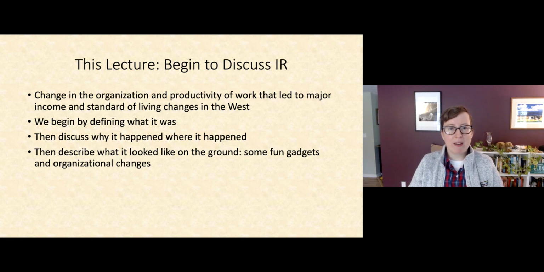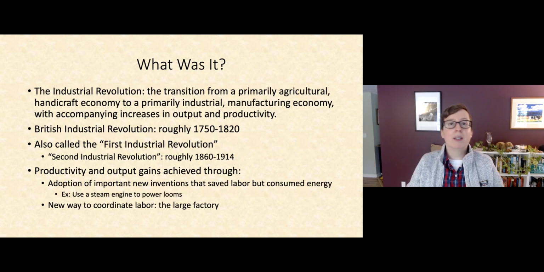Then we're going to proceed in future videos with discussing why it happened, where it happened, and what it really looked like on the ground. We'll spend some time talking about some fun gadgets that represented major important technological improvements, and also spend considerable time discussing changes in organization. Together, this all really makes up what we mean by an industrial revolution. So first, let's just talk about definitions.